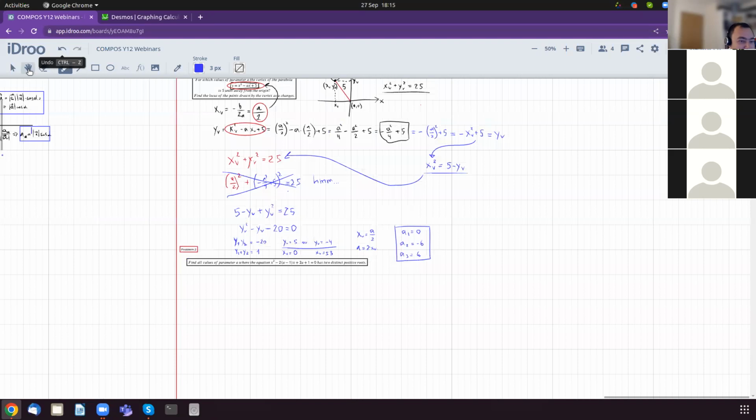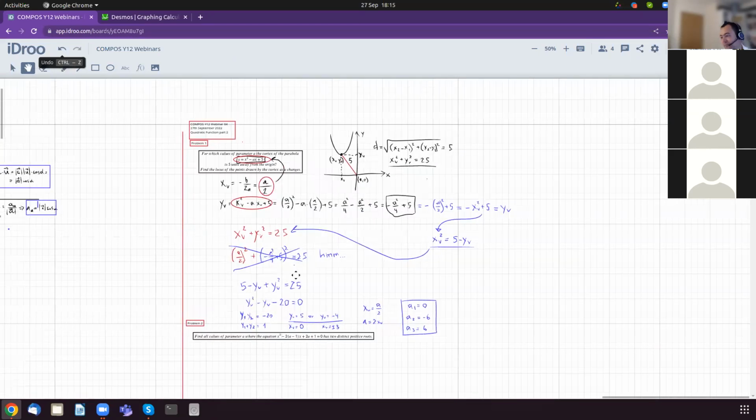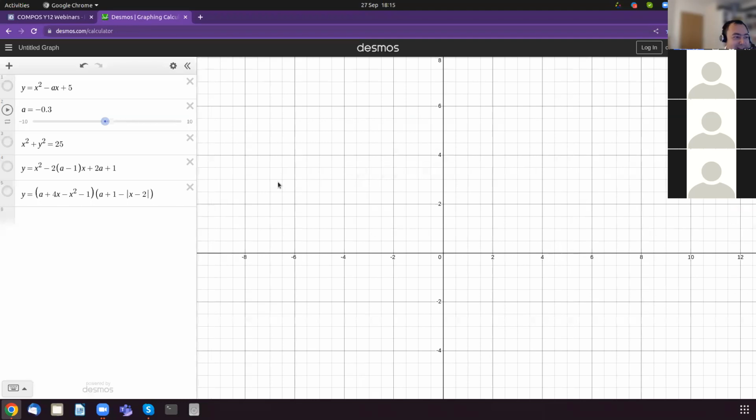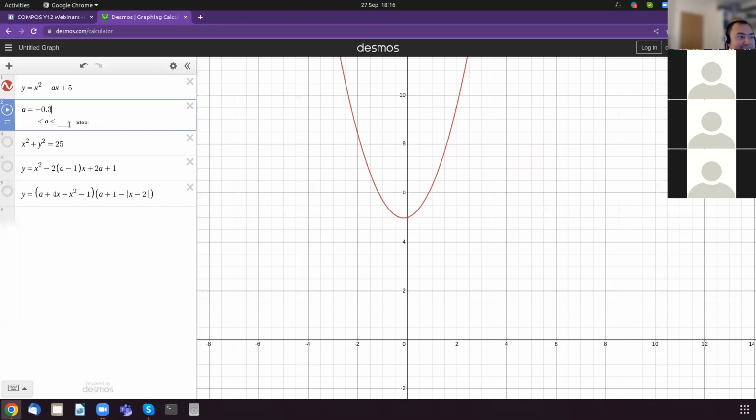Now this is the proper way of doing it, the algebraic way, and probably the only way you could do it when I was your age. But now we have a graphing calculator. So what I'm going to do is draw the parabola, and this is a. I've added a slider for a, and look what happens when I change a.